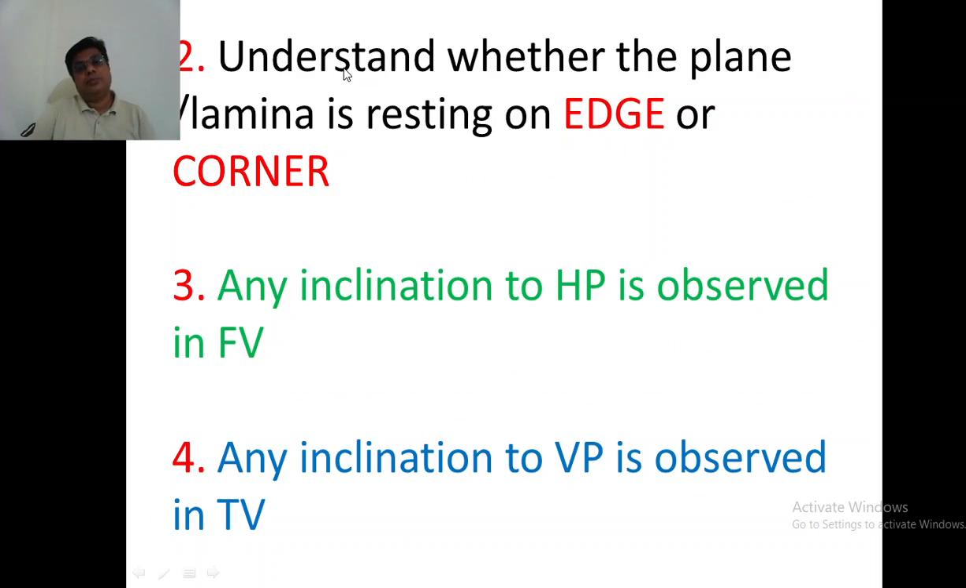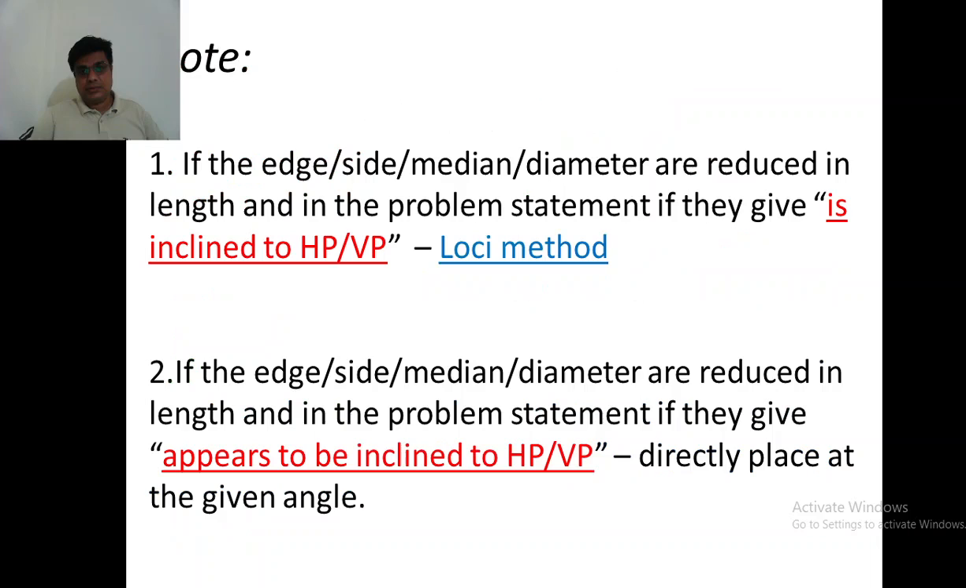And the next point, you should see whether the lamina or the plane is resting on an edge or a corner. Accordingly you draw the top view or front view, so that when you make that plane inclined to VP or HP, it will be resting on the edge or corner on that plane. Any angle given with respect to HP will be seen in the front view, and any inclination or angle with respect to VP will be seen in the top view. All these points you have considered while drawing in the previous sessions.